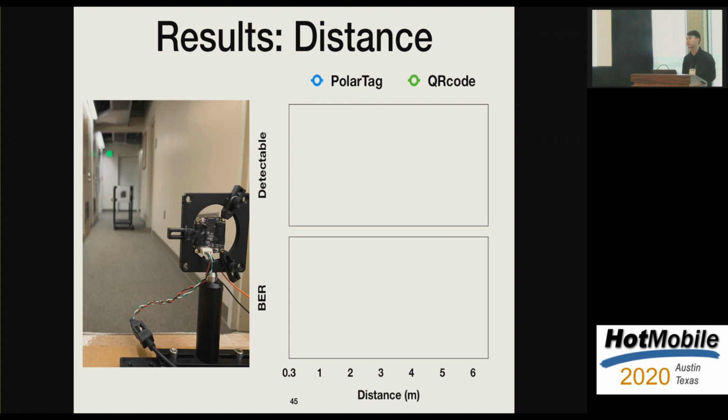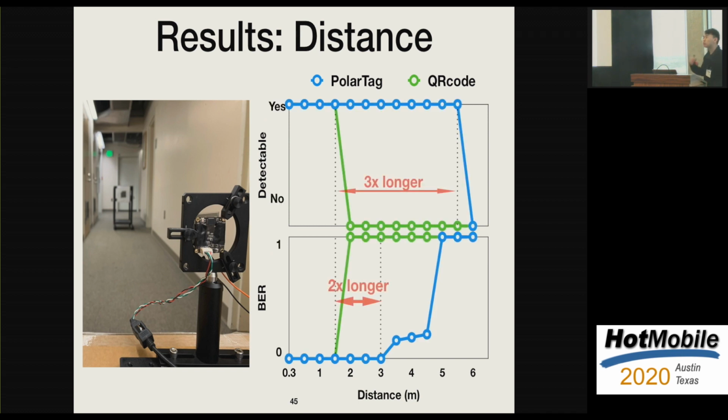And we show the result on the right. The x-axis is the distance between the tag and the camera, and the y-axis on the top is whether the tag is detectable, and on the bottom is the bit error rate. From the result, we can see that our polar tag can achieve 3 times longer detection distance than the QR code and 2 times longer 0-bit error rate detection distance.